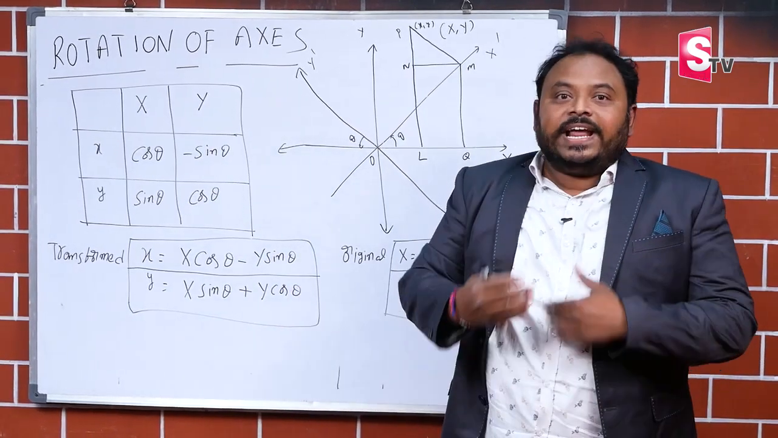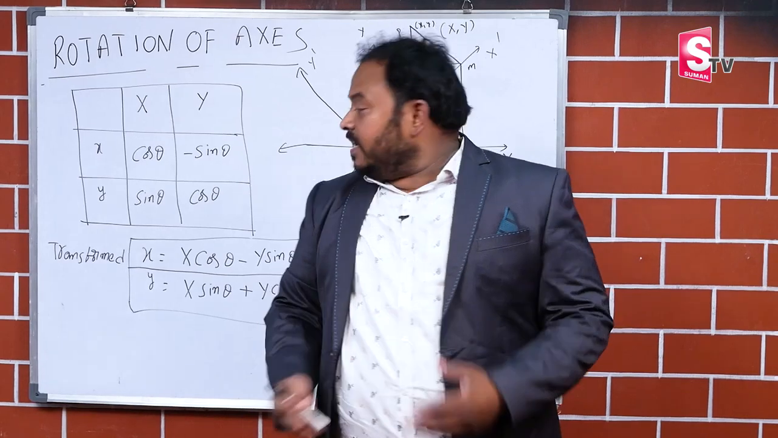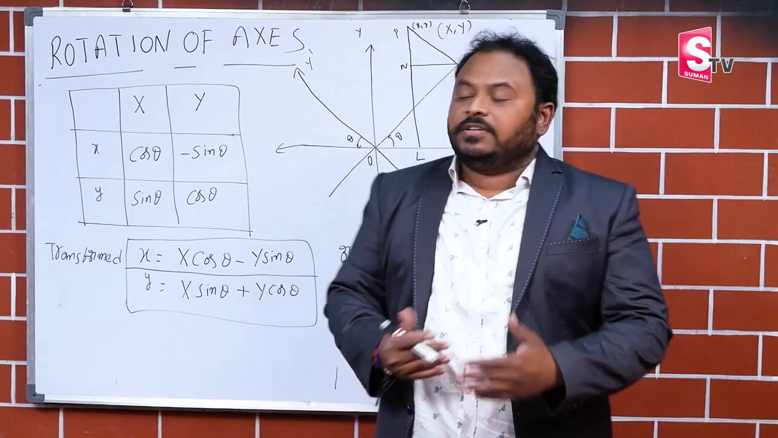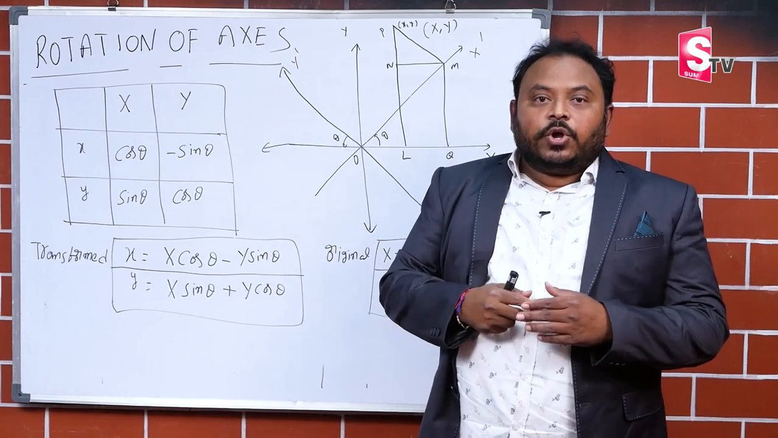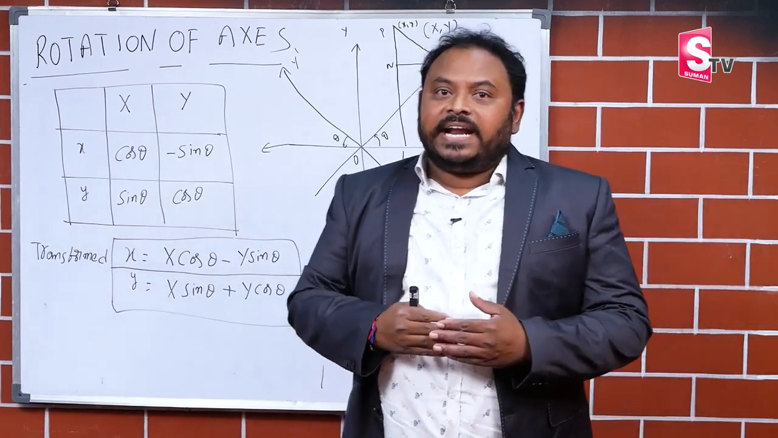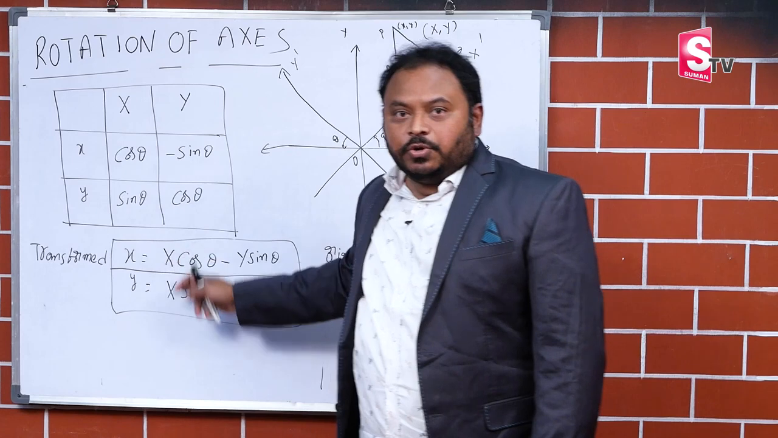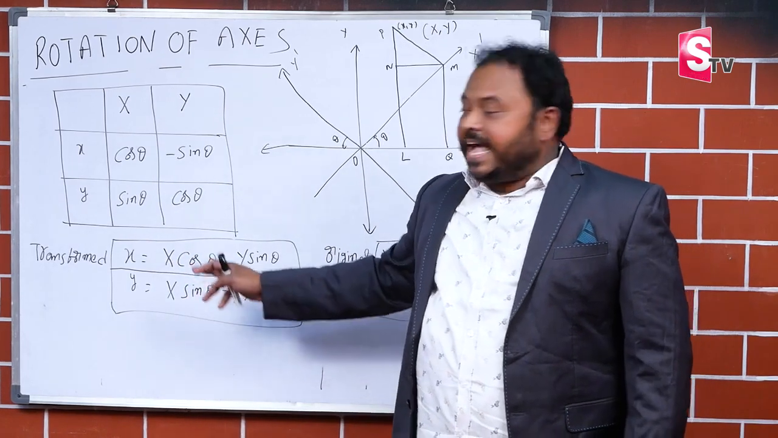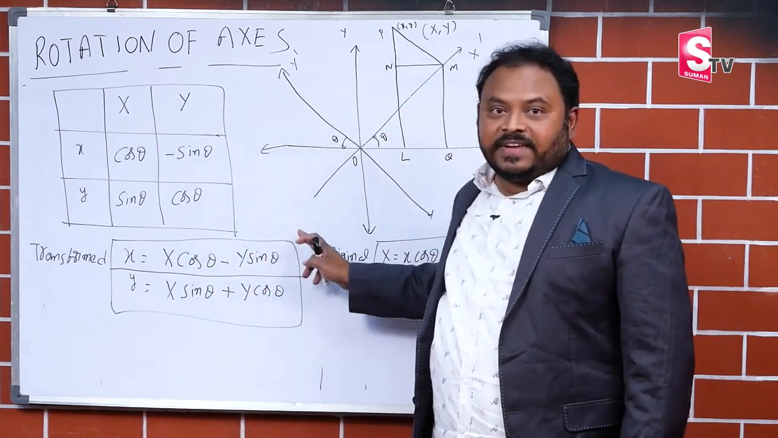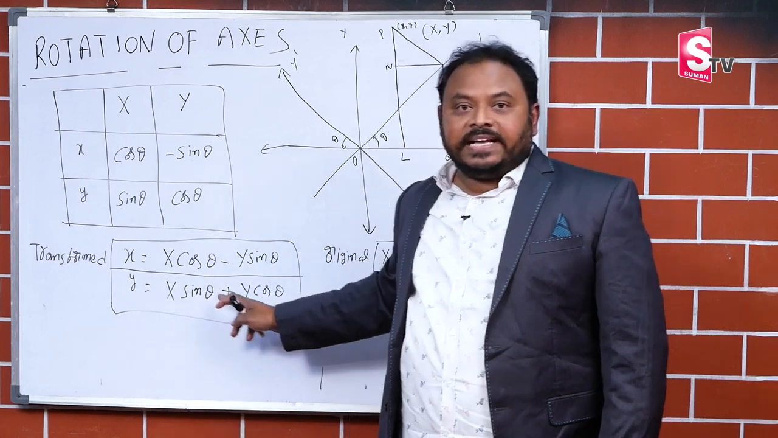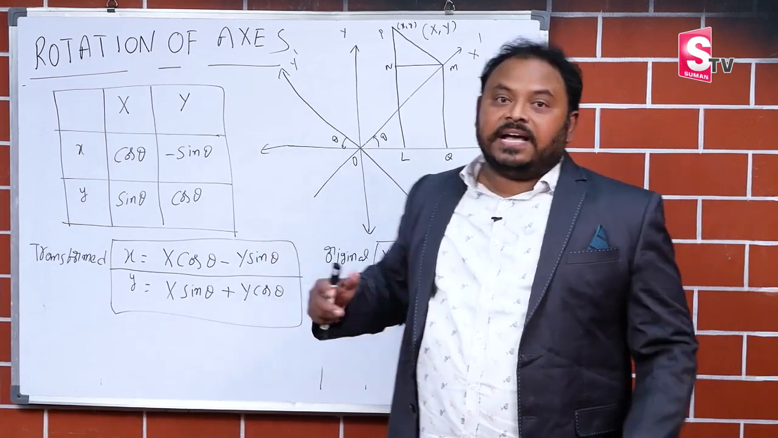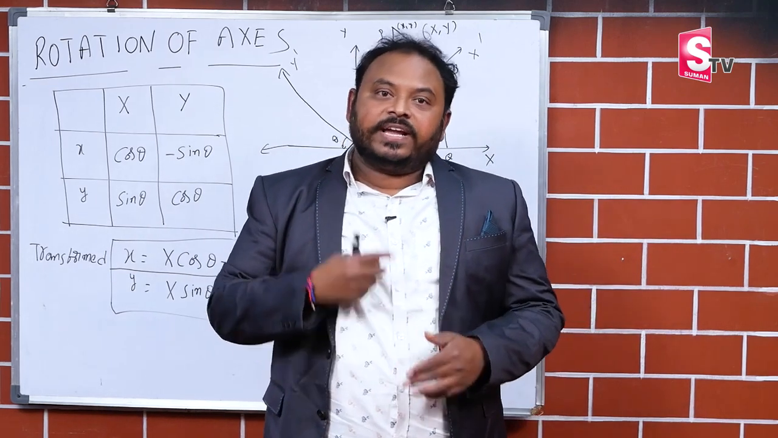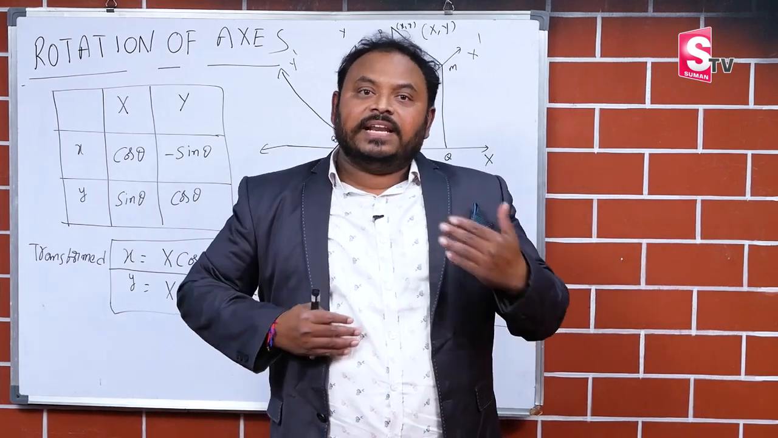Whenever the rotation of axis transformation is obtained, we have to substitute these two equations in the given equation. Whenever the rotation has happened, at that time, to transform, you have to use these two equations only. X is equal to x cos theta minus y sin theta. Y is equal to x sin theta plus y cos theta. You have to substitute these two equations in the given equation. Then we can get the answer where they will give the theta.